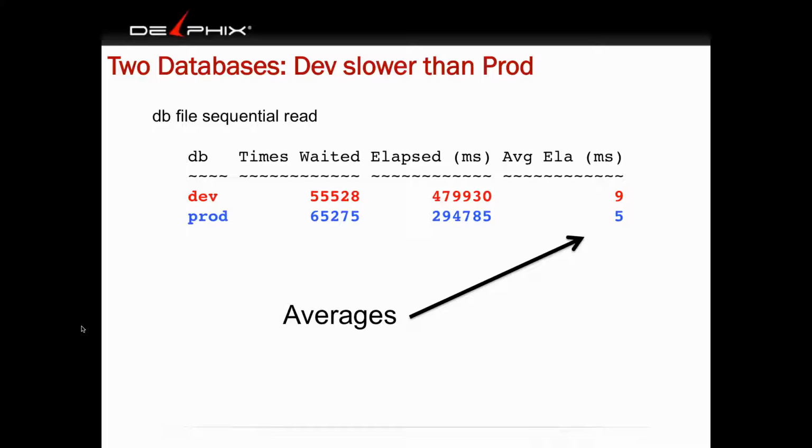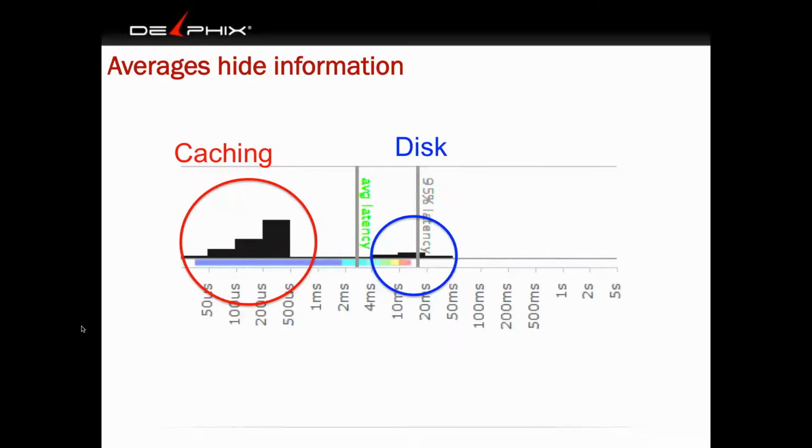So they came to us and said, your development system is broken. Why is your development system so slow? It's on the same storage as production, same type of storage. There's something wrong in the way you're supporting this database. Well, there's a problem here. And this is what I think is probably the most interesting takeaway from this talk, if people don't pay attention to this.